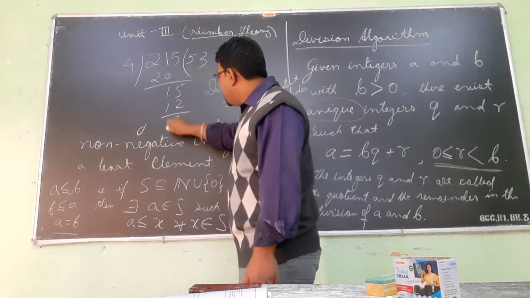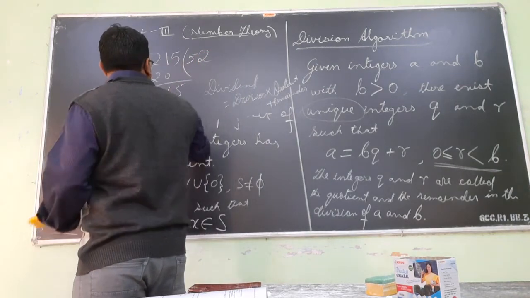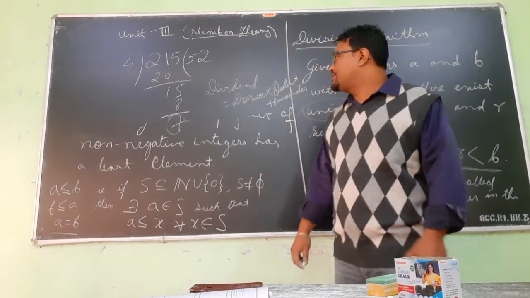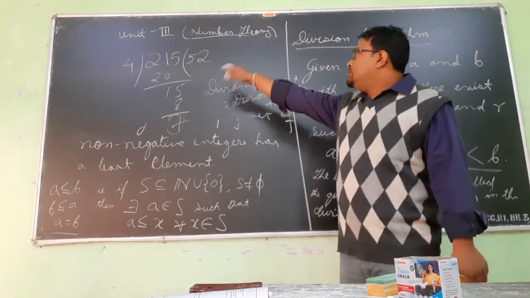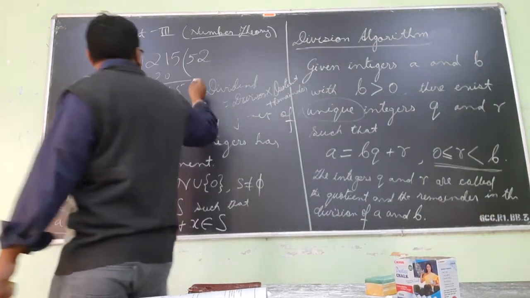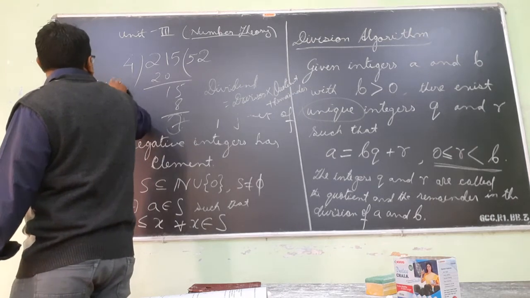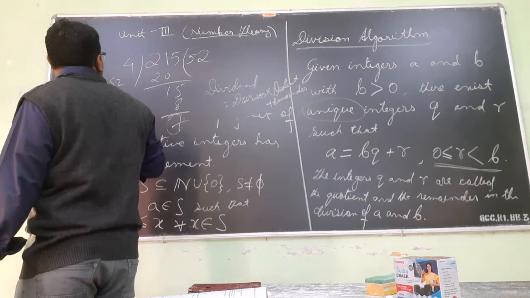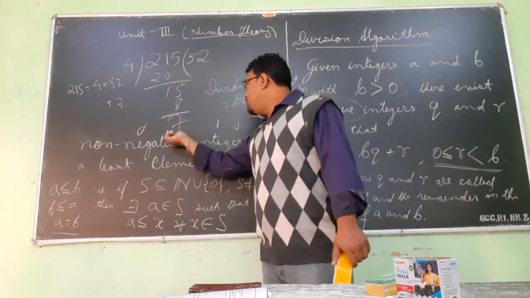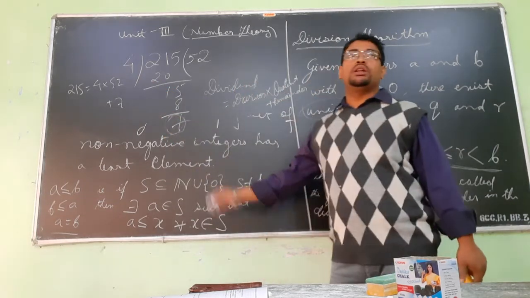So if you get something bigger than 4 here, if I write 4 times 8 and here I write 7, then your division is incorrect. But even then, this will also satisfy 215 equal to 4 into 52 plus 7. This will be satisfied. But the problem is this remainder comes out to be greater than the divisor, so that is not allowed.